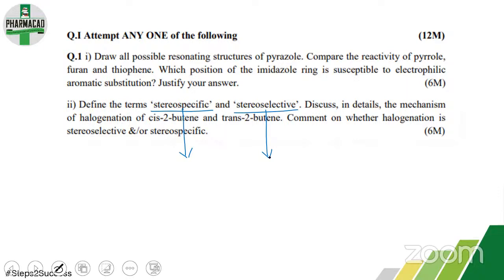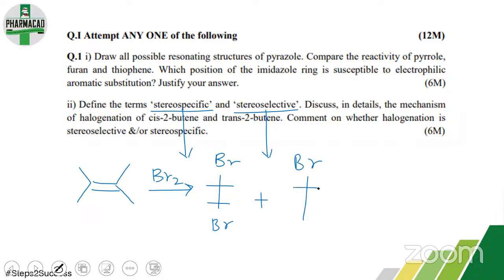So in the case of stereospecific, we can take the example of bromination of alkene. Okay, bromination of alkene. So when we do the bromination, we will get either this or this. Okay, the specific product.